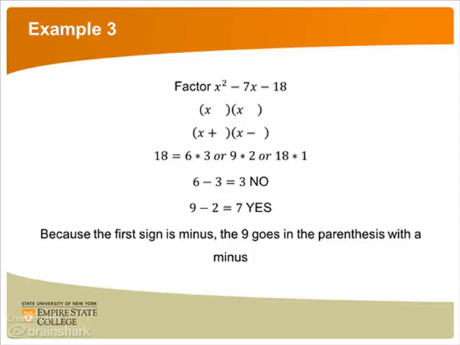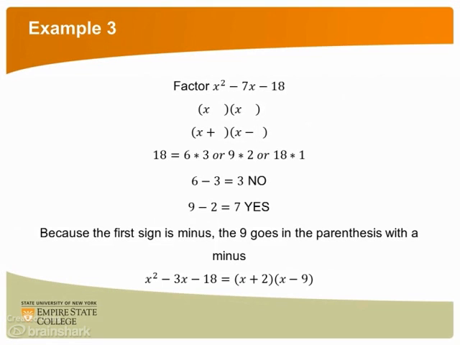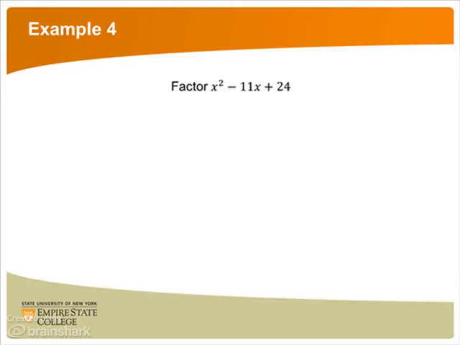Because we had a minus 7, the larger factor goes in the parentheses with the minus sign. So factoring x squared minus 7x minus 18 gives us (x plus 2) times (x minus 9). Let's see one last example. Let's try to factor x squared minus 11x plus 24.